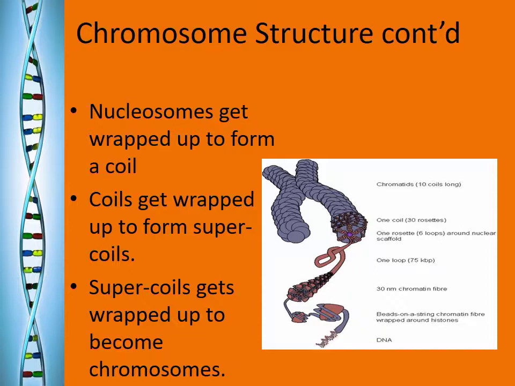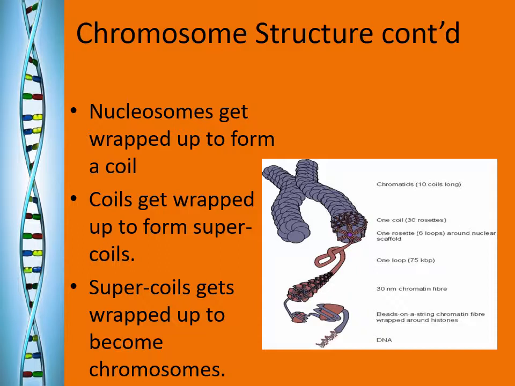Well, for DNA replication to happen, all of this complex structure has to open up, and then the strand of the DNA opens up, which we're about to shortly go into, and then it starts to make copies. So nucleosomes get wrapped around to form a coil, and these coils get wrapped around further to form supercoils.